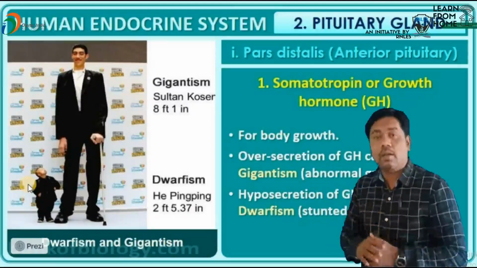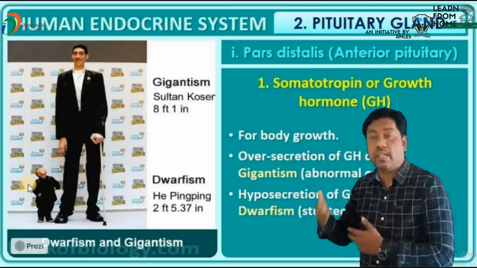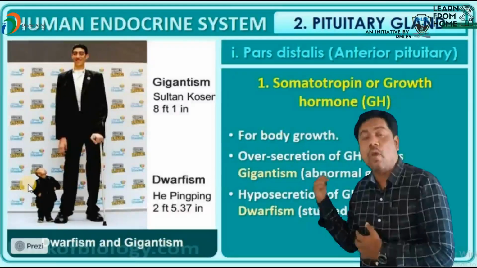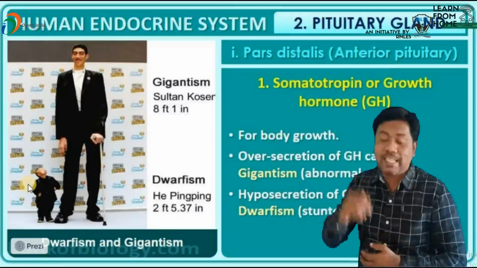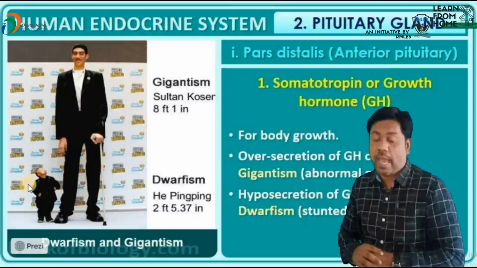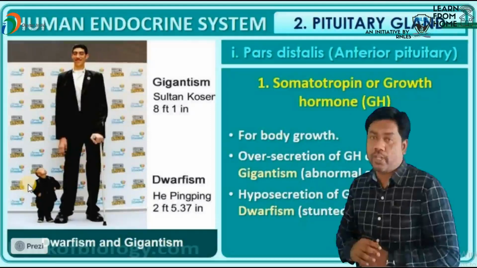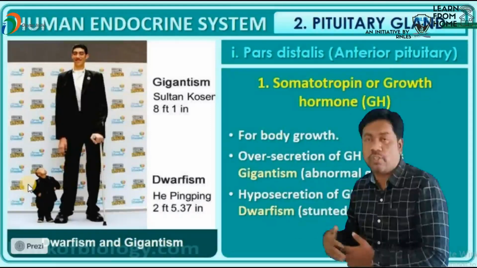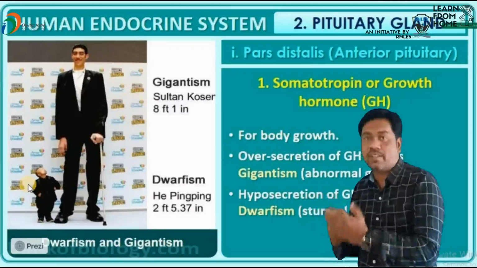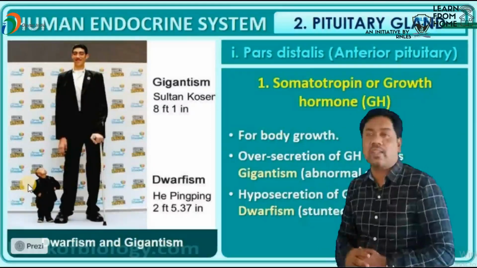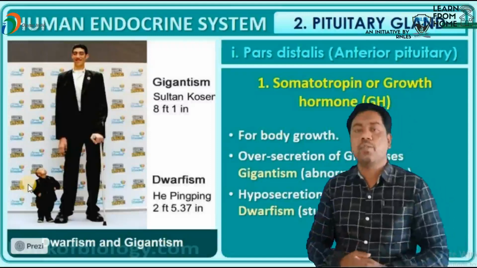It helps body growth. So with oversecretion of this GH hormone, what happens, beta? It causes a disease known as gigantism, abnormal growth. For example, in children, when an excess amount of this hormone is released, it leads to a disease called gigantism. In gigantism patients, what happens, beta?